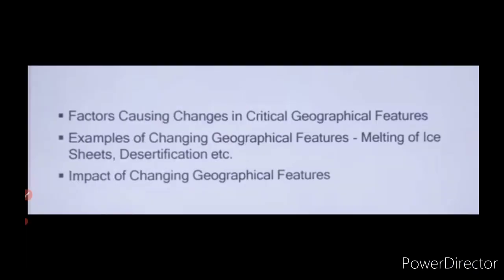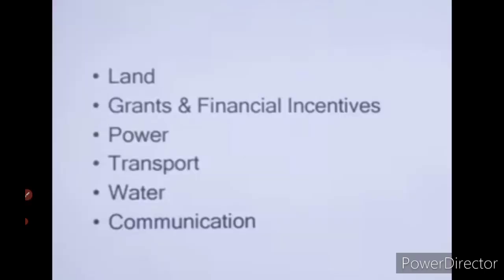Then factors which are causing changes in critical geographical features. Then examples of changing geographical features, so melting of ice sheets, desertification, again etc. Then impact of changing geographical features. What is the effect of changing of geographical features? Then land grants and financial incentives, power transports, and about water and communication.